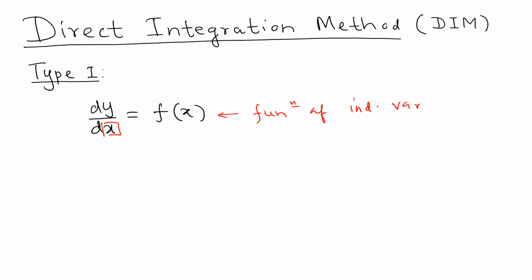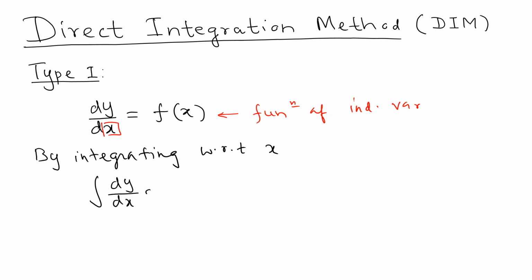If this is the case, it's so simple, because you know that you got this by taking the derivative of a certain function. So to undo that, you take the integral with respect to the independent variable. It's a very simple idea. By integrating with respect to x, because x is the independent variable, you just take the integral of both sides. This is the most basic case.